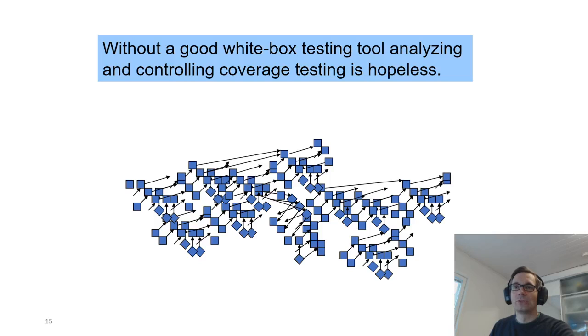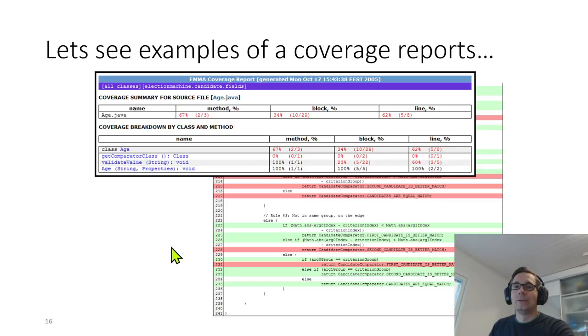Without a good white box testing tool, analyzing control coverage in testing is pretty hopeless. So in the exercises you will be using the EclEmma tool, and it will highlight the quality of the testing you have done. We have red lines, which means tests are missing. There are green lines indicating that it is covered by test. And then additionally there would be yellow lines, meaning that the line is partially covered.